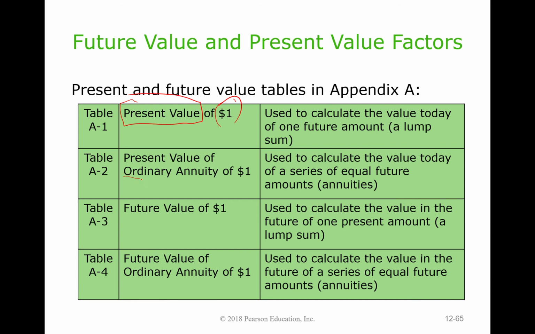Now, the present value of an ordinary annuity, that's what is it worth today if we make equal future payments or contributions or amounts, what we consider to be annuities. The future value of $1 just means if we have $1 today, what's it going to be worth in the future at some point? And the future value of an ordinary annuity means if we make either periodic payments or deposits of the same amount over a bigger time span, what will we have at the end of that time span making those equal payments?